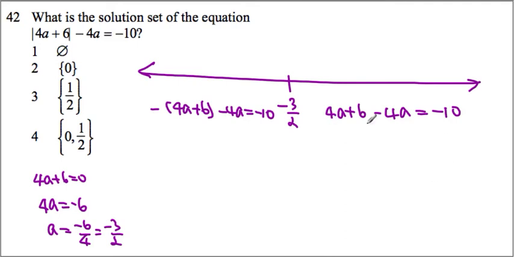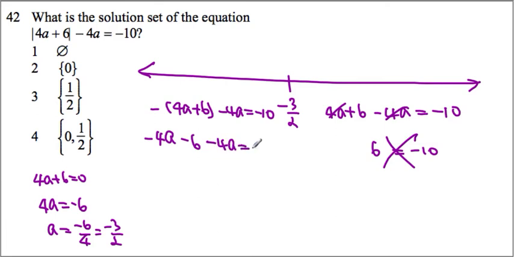Now, let's look at the calculation here. 4a and 4a cancel out. Can you have 6 equal to negative 10? No. That means there is no solution from the right side of the interval. How about the left side interval? If you calculate this one, negative 4a minus 6, negative 4a is equal to negative 10. By combining them together, we get negative 8a is equal to negative 4. So therefore, a seems to be 1/2 as our answer as we divide by negative 8.